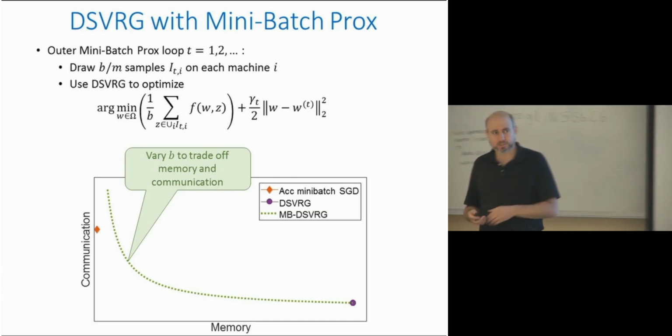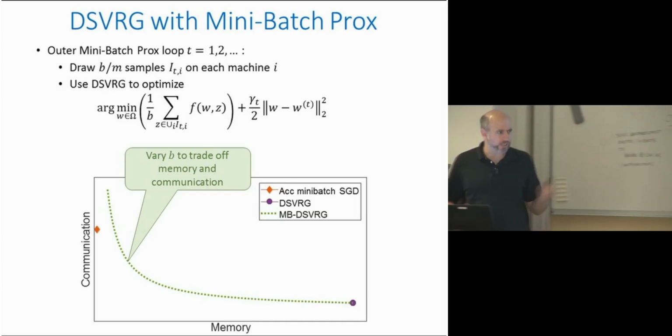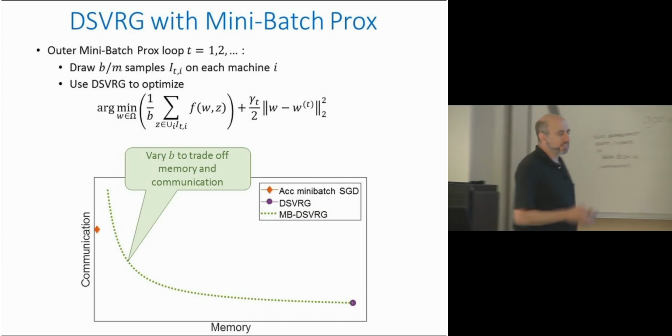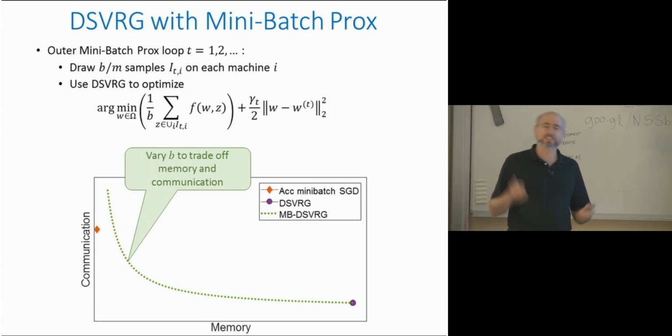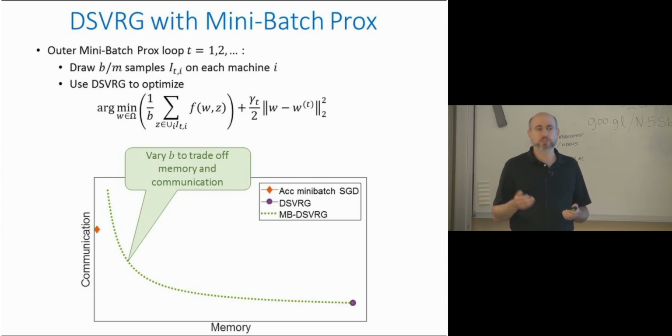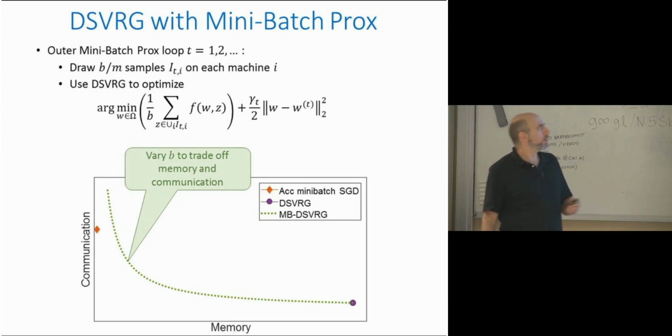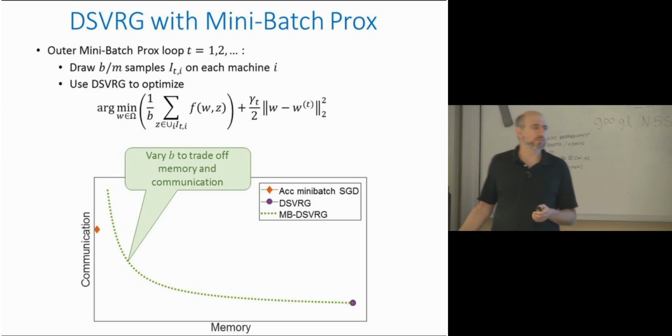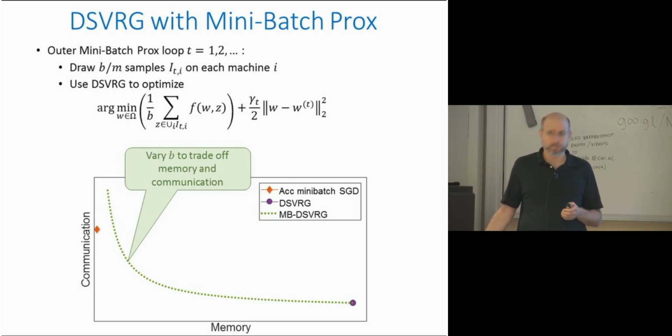So that's all. I want to again emphasize the mini-batch prox. It's pretty obvious, maybe, in retrospect. It's a very useful procedure. I think also in other things, this is just one example for distributed optimization where we can leverage it. Thank you.